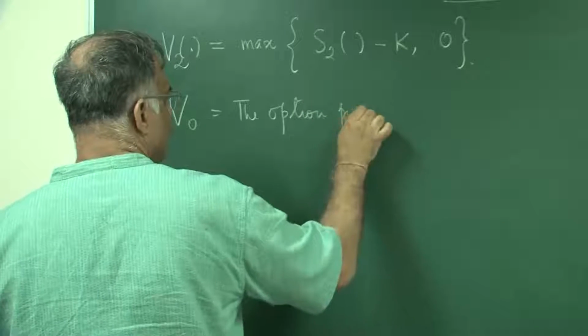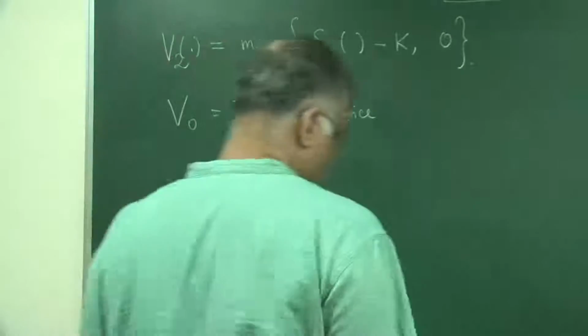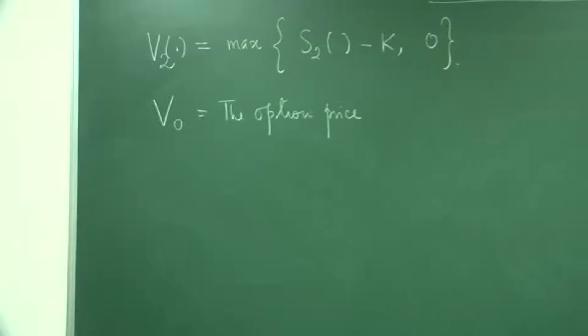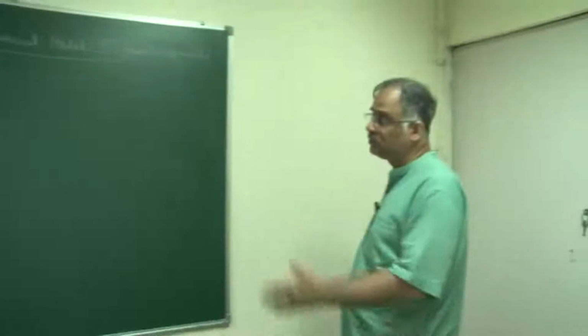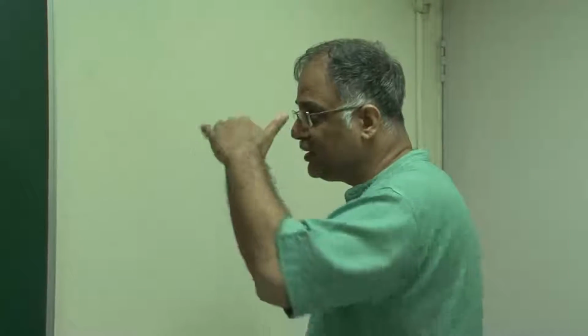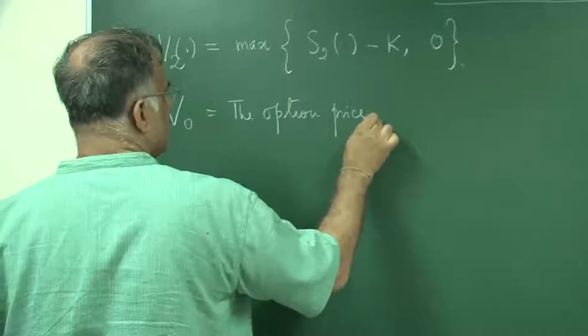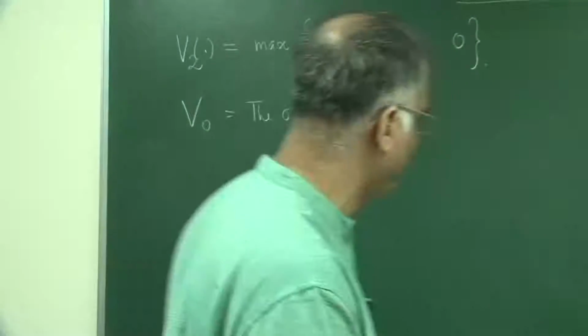So when you have many periods, if your expiry time is after say 20 periods or 30 periods or say 100 trading periods, then this binomial lattice gives you a very good approximation of the Black-Scholes price. So V0 is the option price.